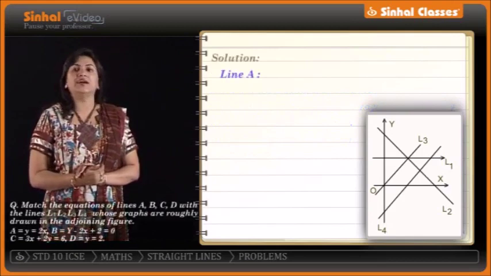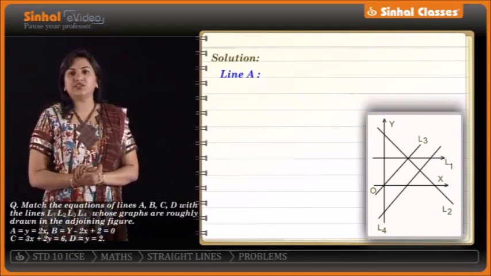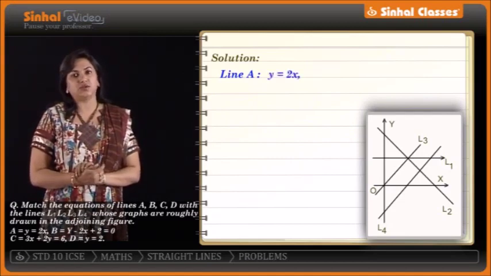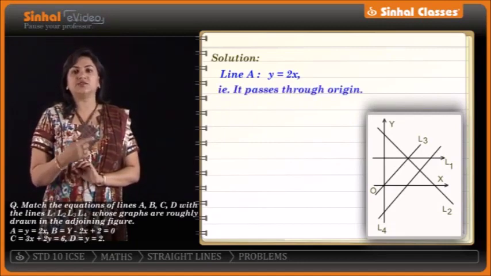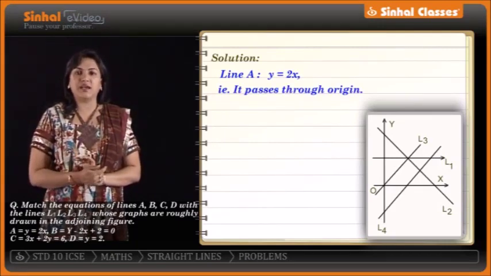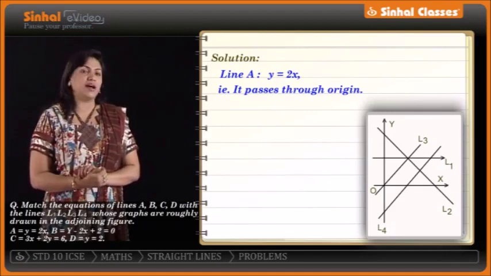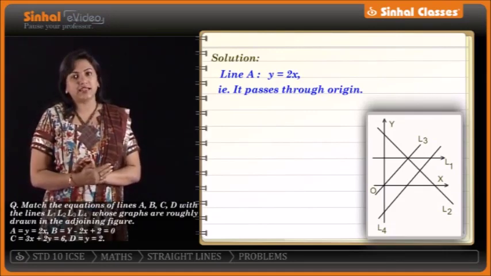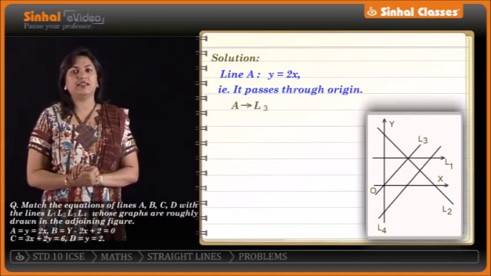Now let's take the line A. For line A, the equation is y is equal to 2x. That is, this line passes through the origin because if you substitute x as 0, we get y as 0. So it is a line passing through the origin. Now we look in the figure, which line passes through the origin? It is line L3. So A is line L3.